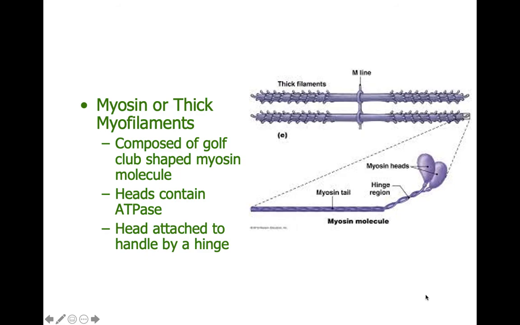As we said, the head of our myosin molecule is attached by a hinge. This allows us to have movement at that hinged area. The head of the myosin molecule binds to the myosin active site. The myosin active site is on the actin molecule. So what we're saying here is we're going to have a connection. We're going to have a physical link between our thick and thin myofilaments, and that connection is going to be through the myosin head binding to our actin active sites.